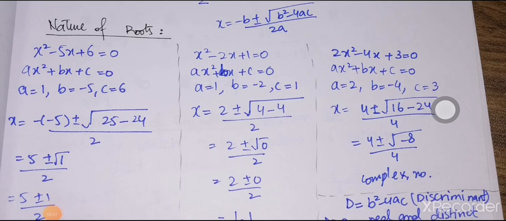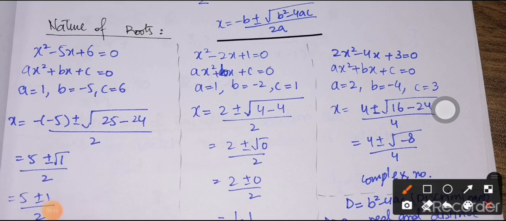Now we will discuss the nature of the roots, that is, how we can determine the nature of the roots without solving the equation completely. For this, the quadratic formula plays a really very important role. So we have an equation x square minus 5x plus 6 is equal to 0. Now comparing this equation with the standard form of quadratic equation, we will get a is 1, b is minus 5 and c to be 6.